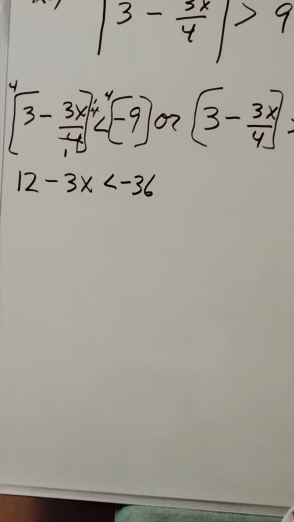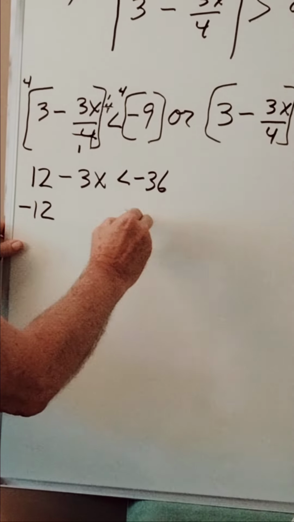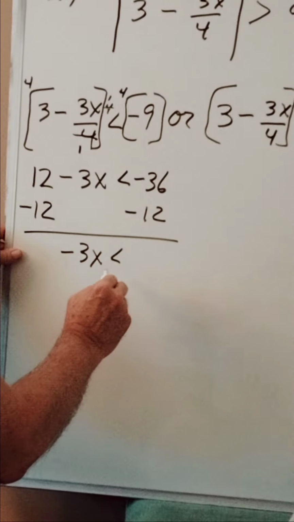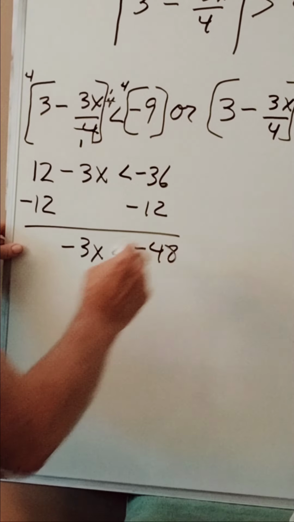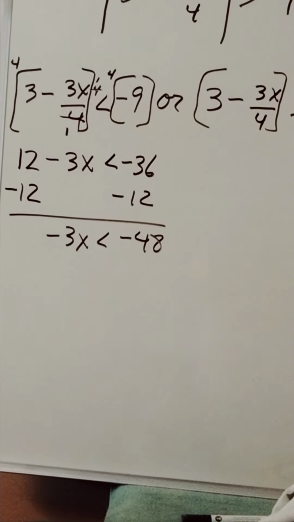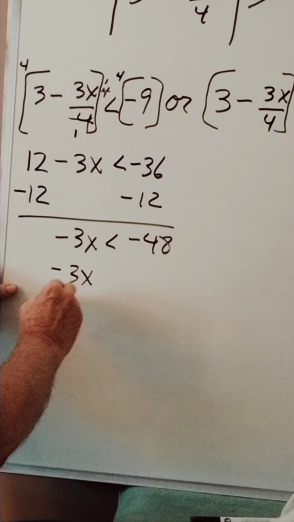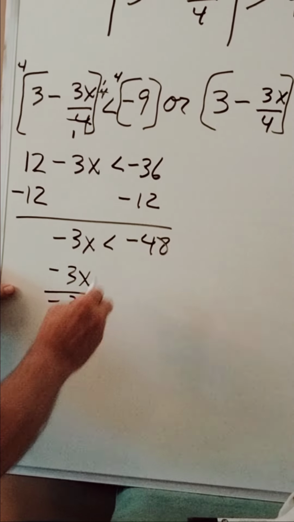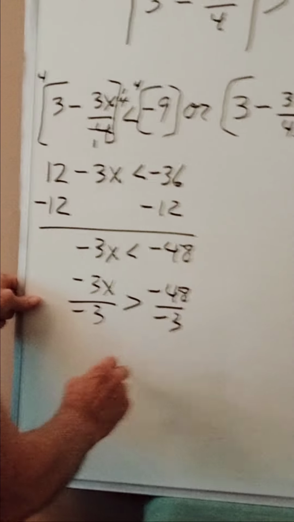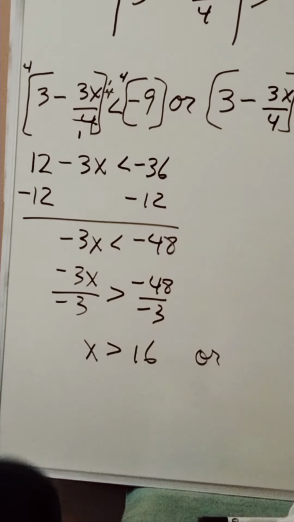Now you got to stay on top of your toes when we're doing this. Next step, get rid of that 12. And now we're down to a negative 3x is less than a negative 48. Now we're going to have to divide both sides by a negative, so that means we're going to have to reverse. So negative 3x divided by negative 3 will be greater than negative 48 divided by negative 3, and x will be greater than 16. And we'll get that word or written down.